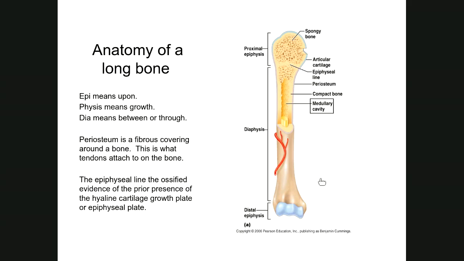Now the medullary cavity. Medulla is the center, the marrow cavity, or the center of an organ. Well, this bone here has a hollowed out cavity that oftentimes has fat in it, and it's called the medullary cavity. So your definition: the space inside the diaphysis contains fat, yellow marrow. That's the medullary cavity.